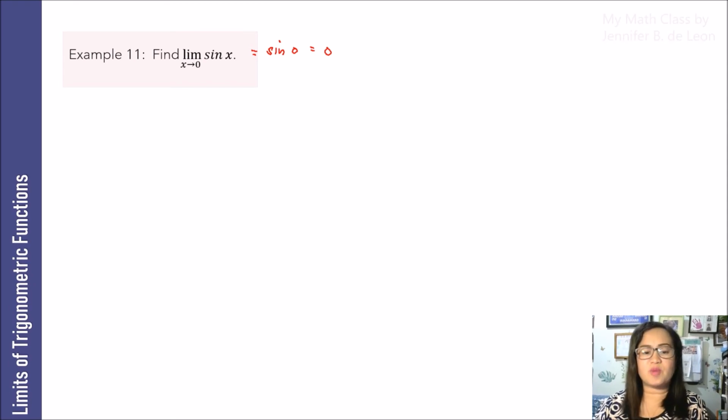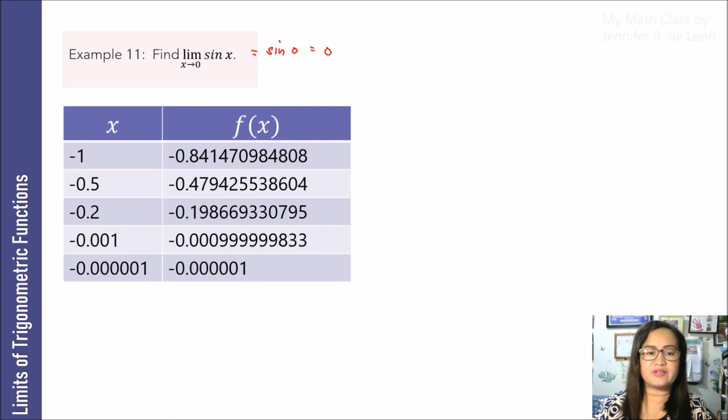Now let's confirm our answer using the tabular method. As x approaches 0 from the left, we will have these values. Now take a look at the values and study the trend. As the value of x approaches 0 from the left, the value of f of x gets closer and closer to 0. So in other words, the limit of sine x as x approaches 0 from the left is 0.